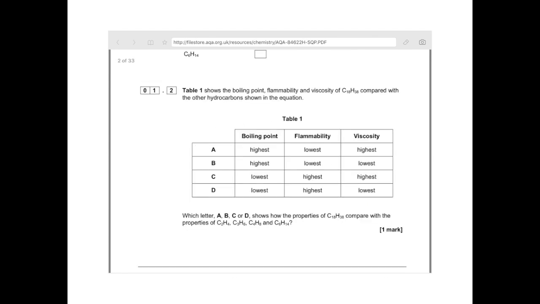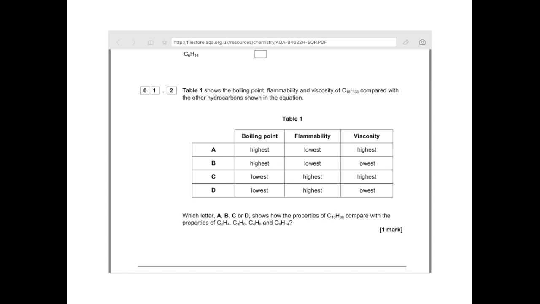Table 1 shows the boiling point, flammability and viscosity of C18H38 compared with the other hydrocarbons shown in the equation. Which letter, A, B, C or D, shows the properties of C18H38, how they compare with the properties of the shorter hydrocarbons? So first of all, boiling point is obviously the temperature at which it boils, so the larger the molecule, the higher the boiling point. C18H38 is the largest molecule mentioned, which is why its boiling point must be the highest.